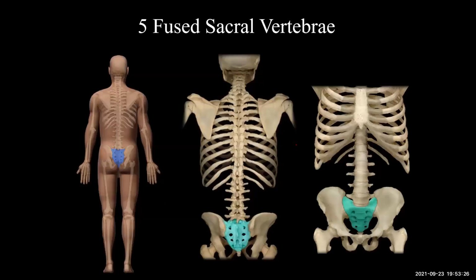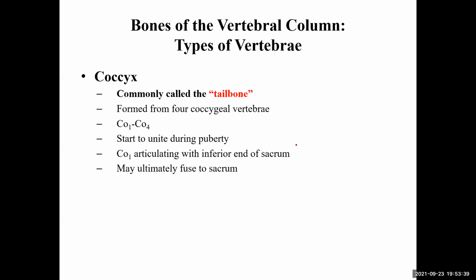All right, so there you can see in the picture how the sacrum, on either side of it, is articulating or connected to a hip bone. And then finally, the last division of the vertebral column is the coccygeal division. That bone we call the coccyx.